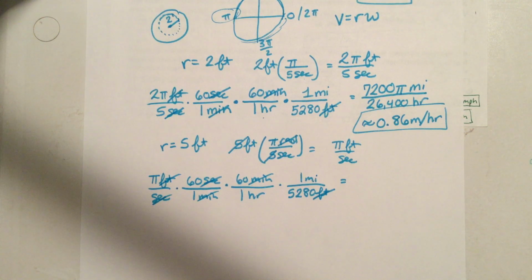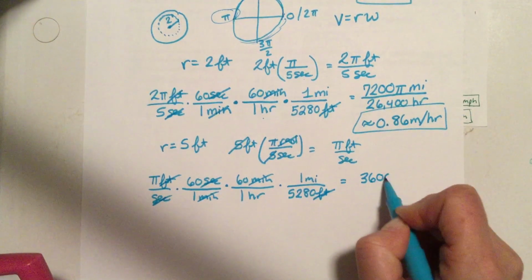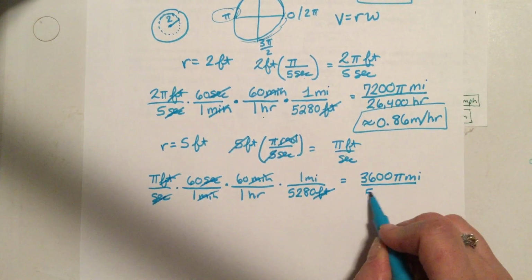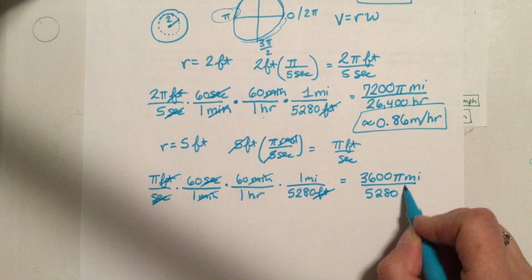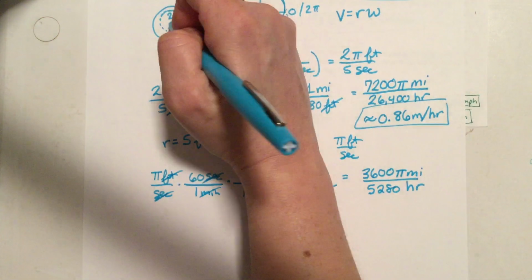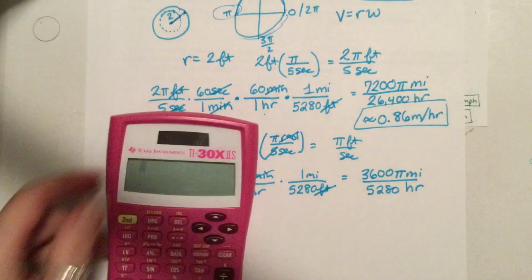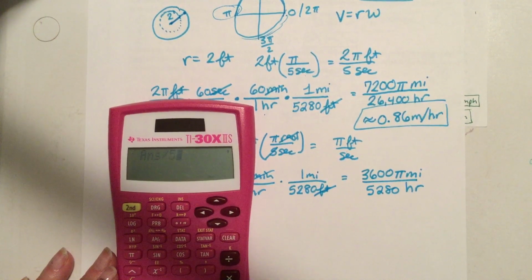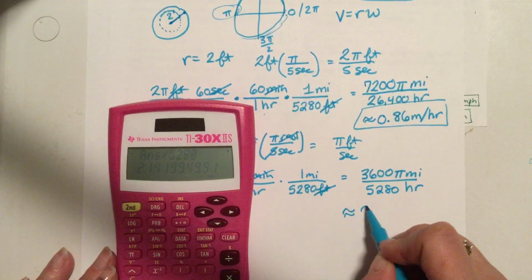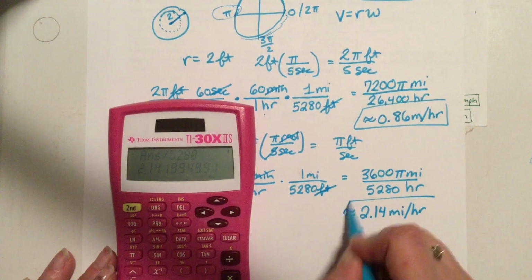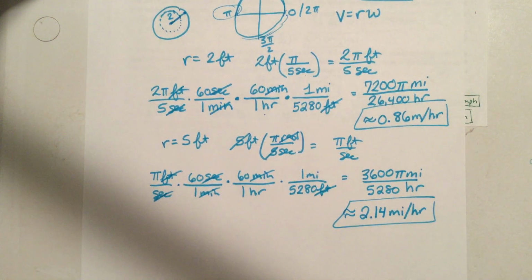So if I take 60 times 60 times 1, I have 3,600. I still have the pi. Label on the top is miles. On the bottom, 1 times 1 times 1 times 5,280. The label that I did not cross off on the bottom is hours. So by that child moving, they were 2 feet from the center. Now all of a sudden they're 5 feet from the center because they want to see if they can go faster. Let's see if it worked. 3,600 pi divided by 5,280. Whoa, look at that. Now that's a daredevil. They're going 2.14 miles per hour on that merry-go-round.